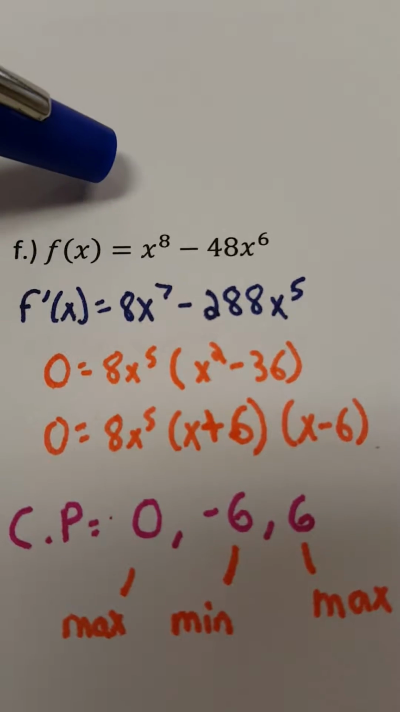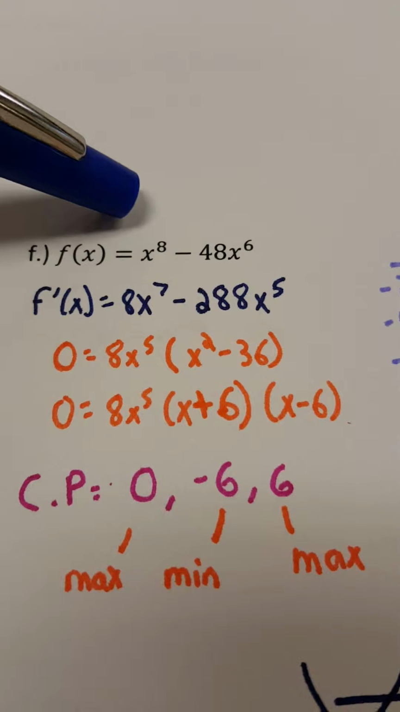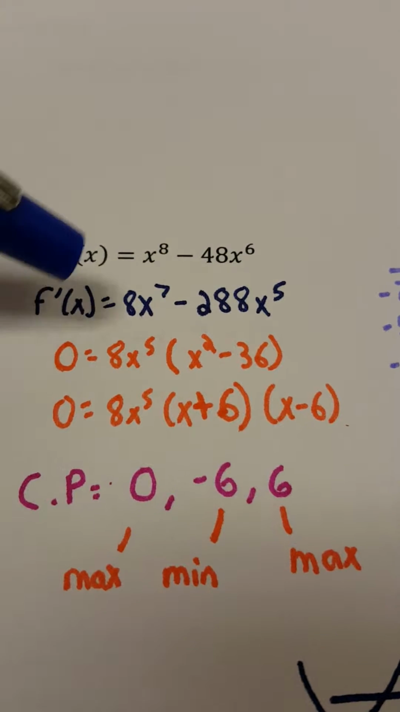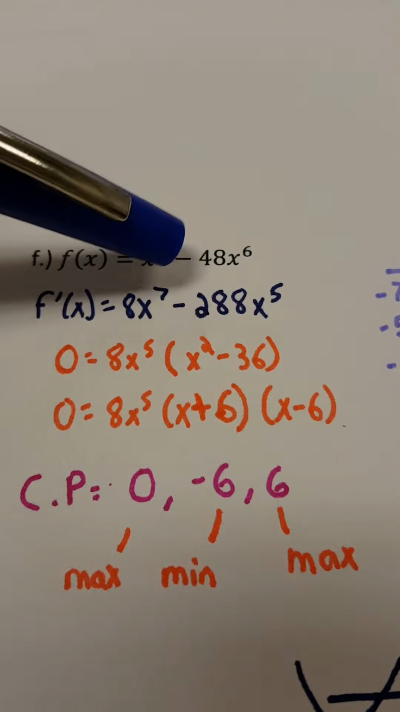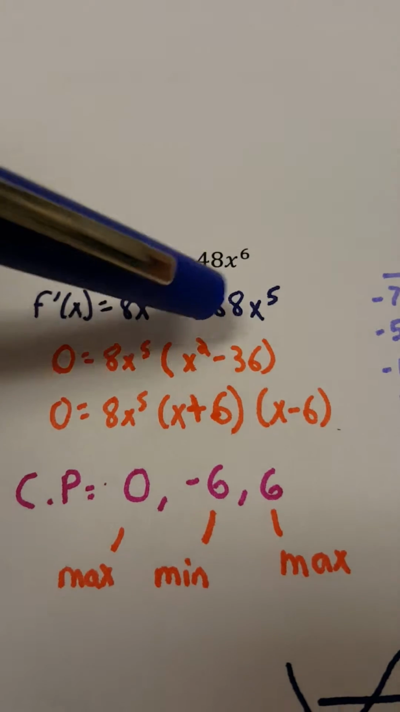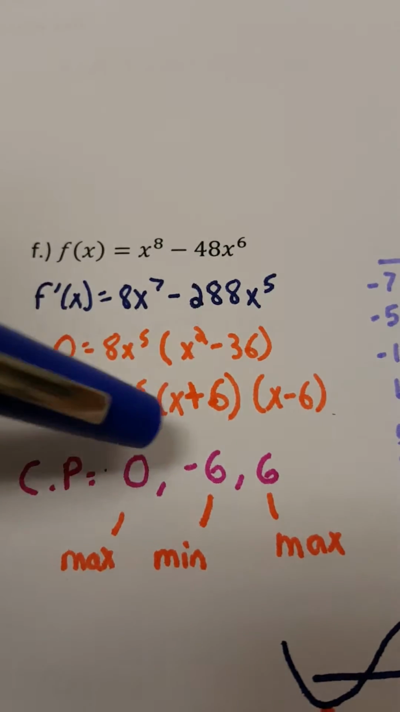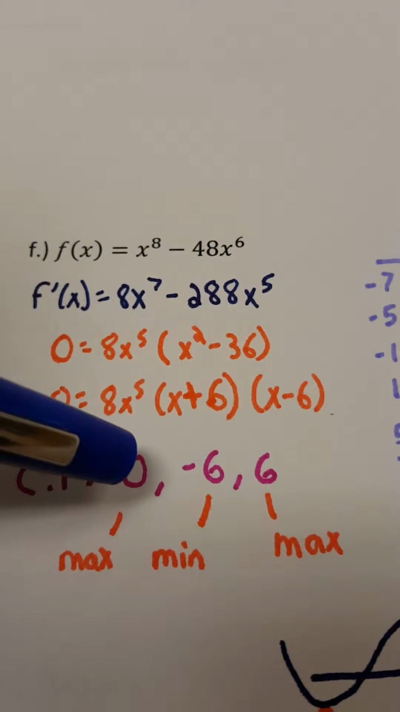Talk about finding maxes and mins using critical points. Now to find critical points, we take the derivative, get 8x to the 7th minus 288x to the 5th, factor out 8x to the 5th, and then we can factor x squared minus 36 into x plus 6, x minus 6. Zero product property. So we can set this equal to 0, which is 0.